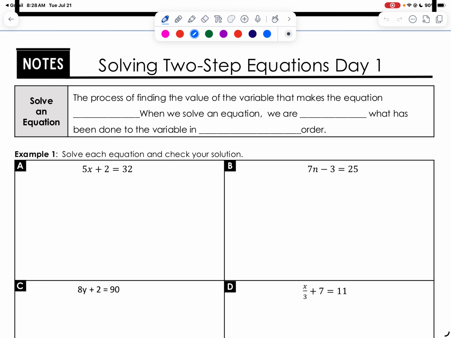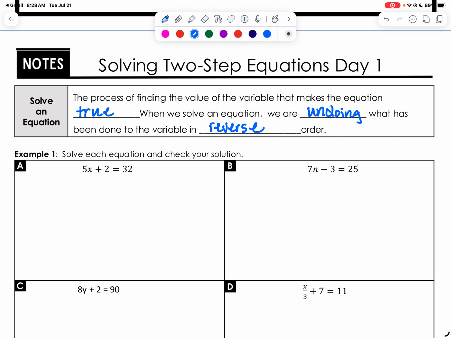So when we're solving an equation, the process of finding the value of the variable that makes the equation true, we are undoing what has been done to the variable in reverse order. We'll talk more about that in just a minute.